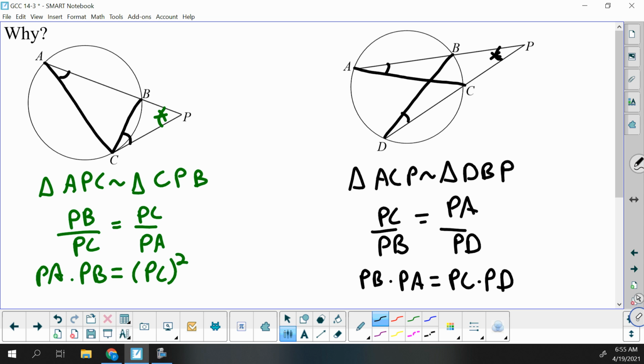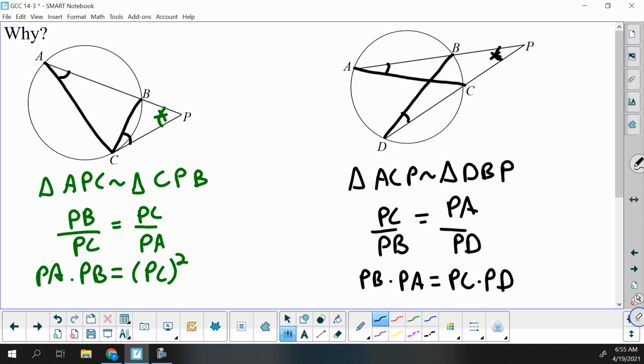Well, notice that's just outside times whole equals outside times whole. So that's just a way of showing you why it works. Again, that bottom part, you're never ever going to have to do. I just want to show you that it's not just coming out of thin air, it's using things that we have already seen this year.